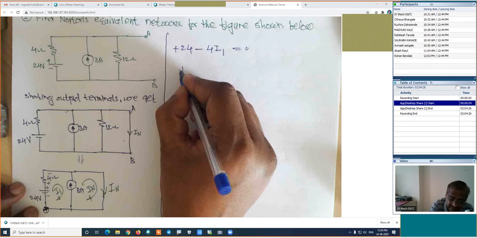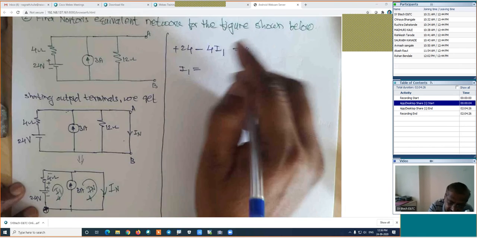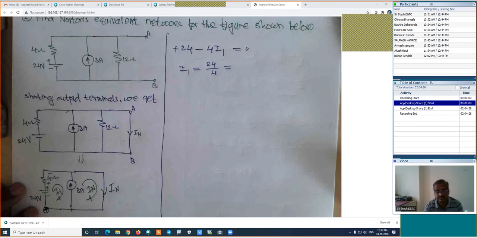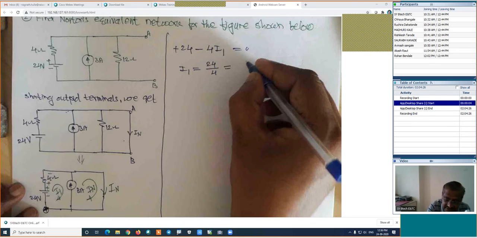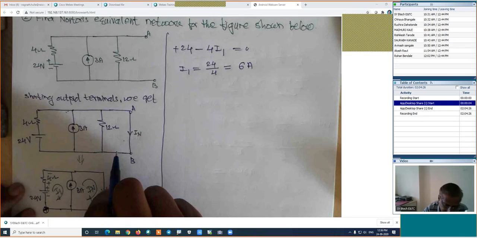How much is I1? I will shift this value to the other side. It is 24 divided by 4. I guess it is 6 amperes, which is I1. If we know I1, already this value is known, which is 3 amperes. Is it right? Now, how much is the current in this branch?